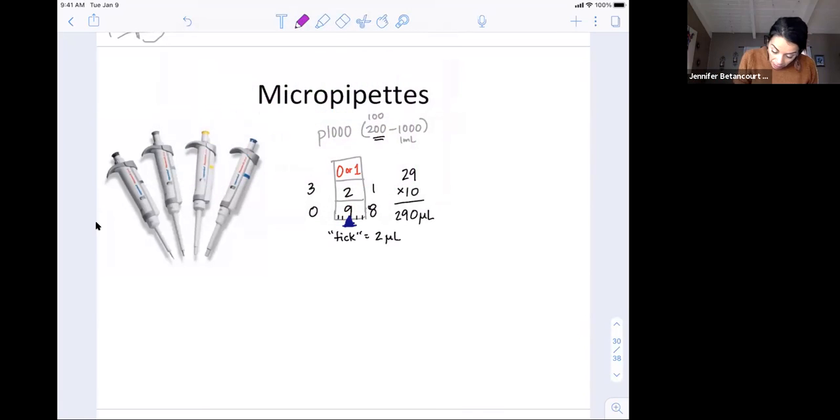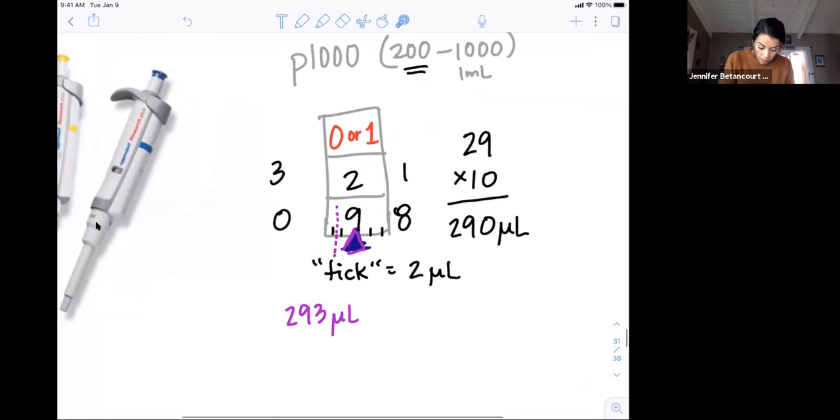Okay, and if you needed to set it to 293 microliters, you would set this purple little arrow in between 2 tick marks, right? Because that first little black tick right here, if we zoom in, this first one is 292. And this second one is 294. So if you need 293, you set it somewhere in between those 2 marks.